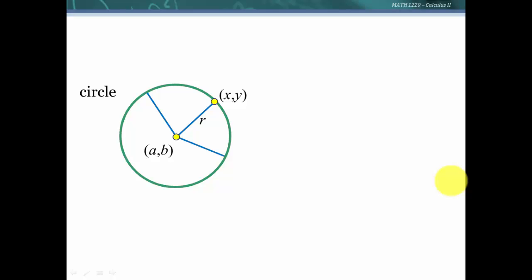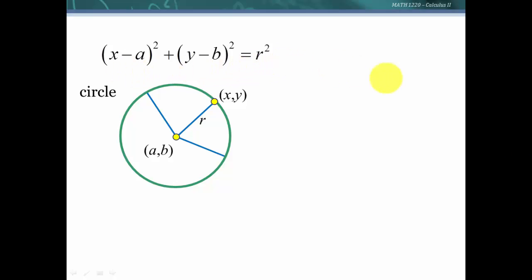And our equation of a circle is based on the radius of the circle. If we did the distance formula here, we would have x minus a squared plus y minus b squared, square rooted, would equal r. And if we didn't want the square root in there, we could square both sides, and that's how we came up with the formula for a circle. This is something you should already be familiar with.